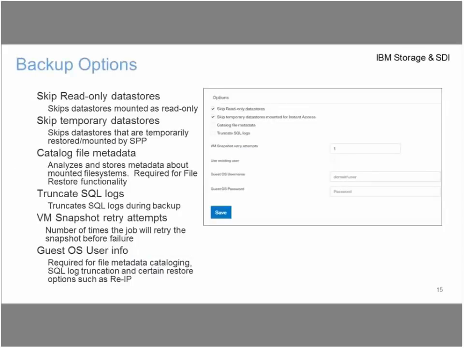You do have a number of options when you go to protect either Hyper-V or VMware virtual machines, right? You can decide whether or not you want to skip read-only data stores. If those data stores have been marked as read-only within the virtual application, you can determine whether or not you want SPP to essentially just ignore them, right? Just skip over them. You can choose whether or not you want to protect any temporary data stores. The temporary data stores are essentially coming from Spectrum Protect Plus, and they are used when we restore or recover virtual machines.